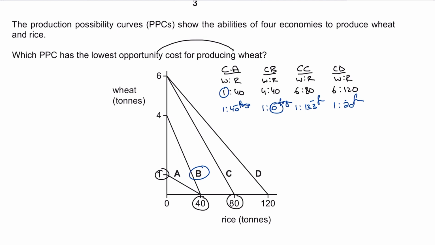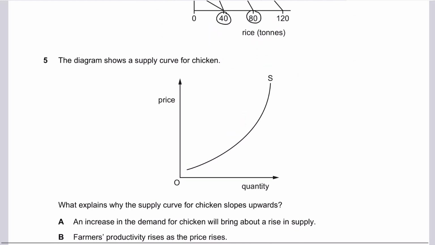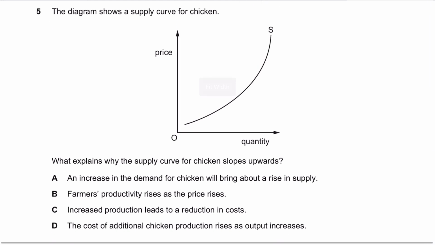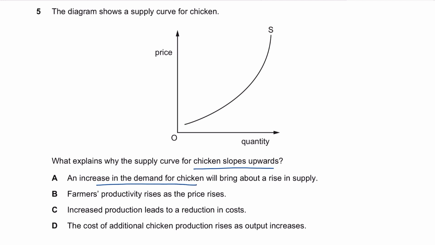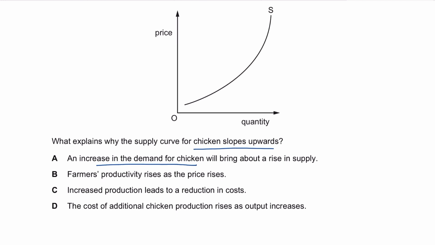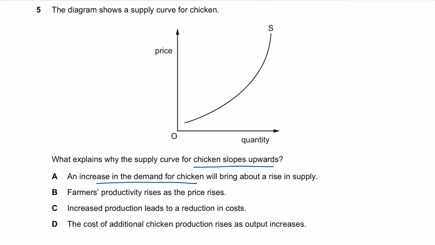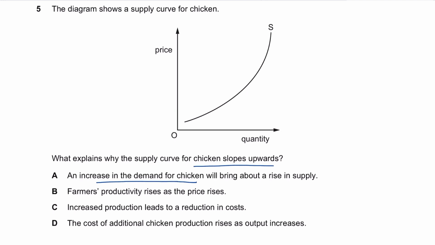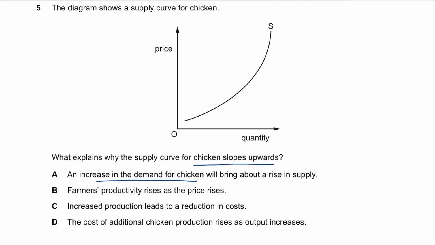Moving forward, question number 5 says the diagram shows the supply curve. What explains why the supply curve for chicken slopes upwards? An increase in demand for chicken will bring about a rise in supply. Yeah, definitely, if demand rises, quantity supplied would go up, but this is not the reason. They're just stating a fact. Farmers' productivity rises as price rises. If price rises, no, this is not the answer.